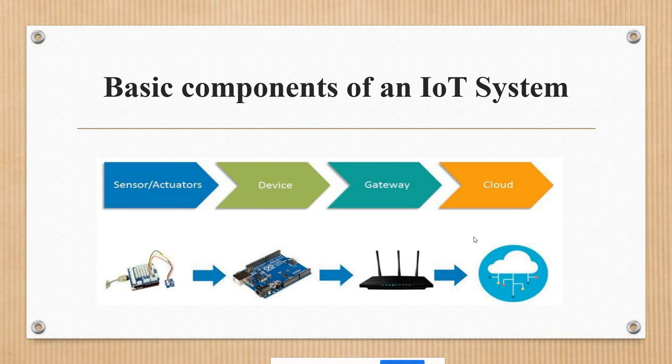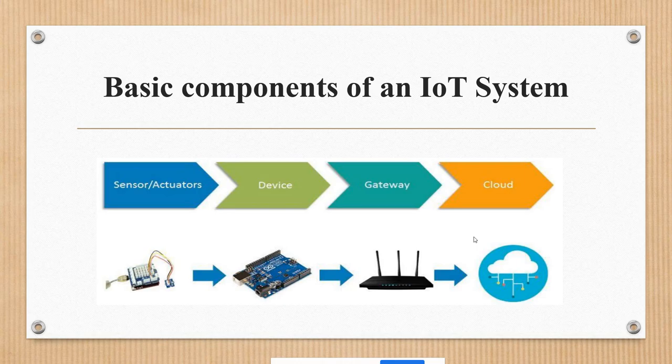So the IoT system contains four basic components. First component is sensors and actuators. Second one is a device. Third one is a gateway. And the last one is the cloud platform.